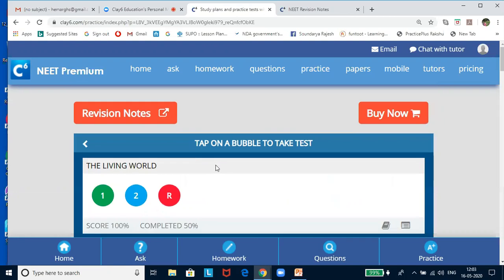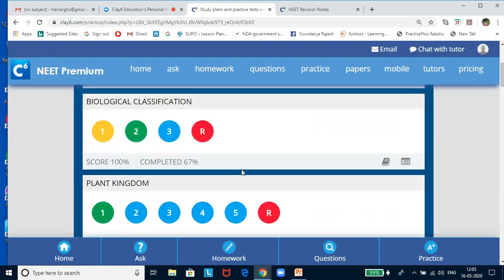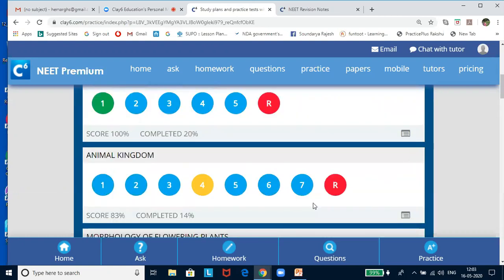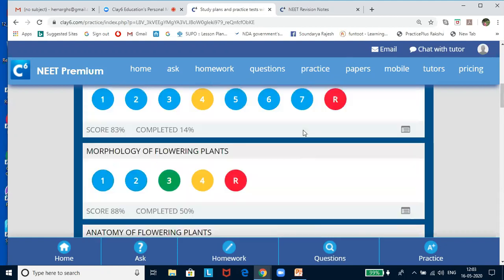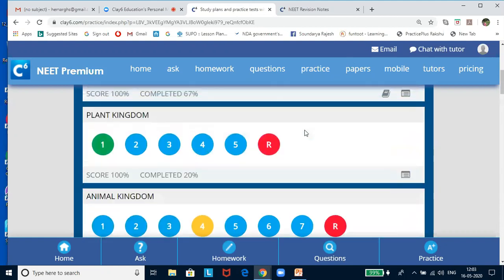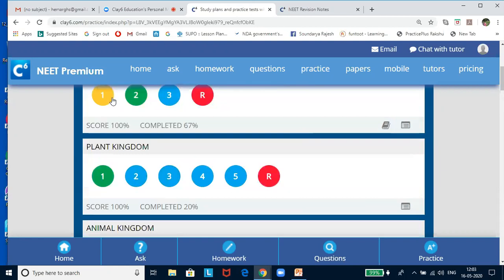Under Biology, the tests are all arranged chapter-wise. Each bubble is a test. The number of tests keeps on increasing or is less depending upon the chapter's importance in the NEET exam and also the complexity of the topic. If you look at so many bubbles here, you will find the yellow bubble. It means that you have not completed the test.